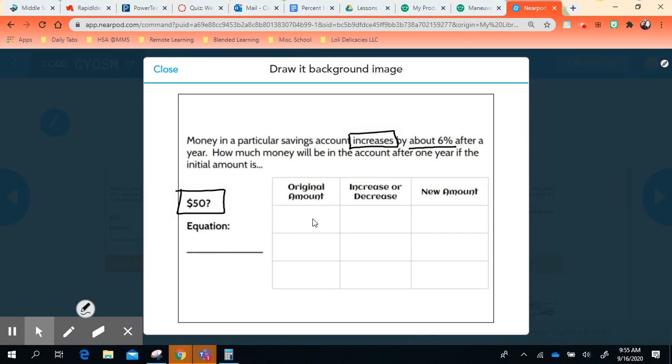So you're going to help me fill this out. What's our original amount? $50. So our original amount is $50. Did we increase or decrease? Increase.